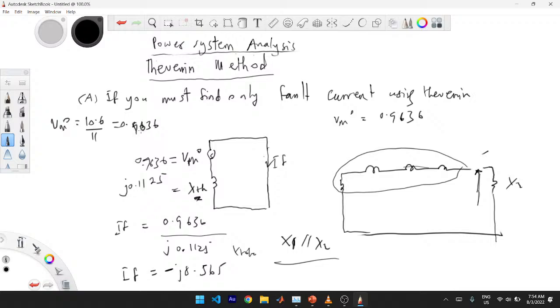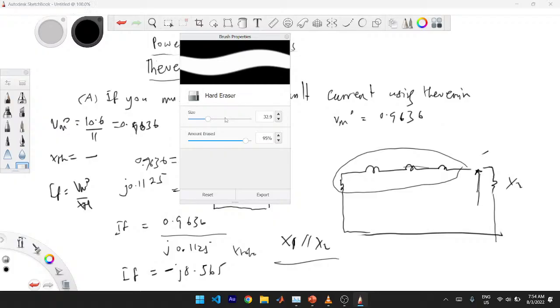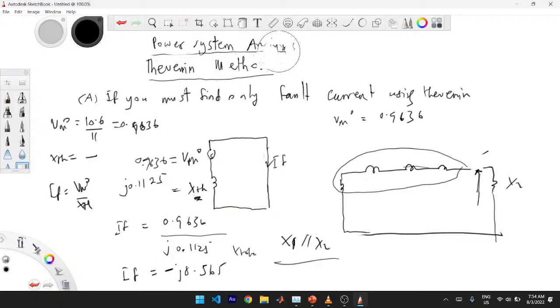0.9636, right? Then you find your XTH, short circuit EMF sources, stand at the fault level and find your XTH. Then that's all. IF is VM naught over XTH. So if it's MCQs, they can't restrict you. So if you have to find fault current only, just go ahead and use this one.